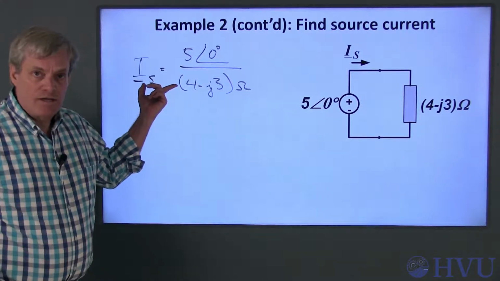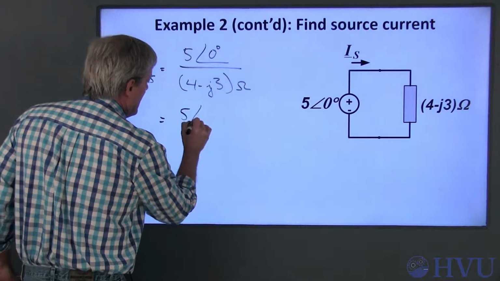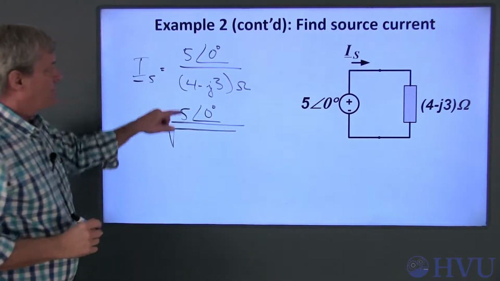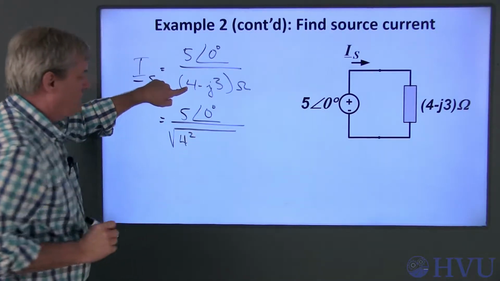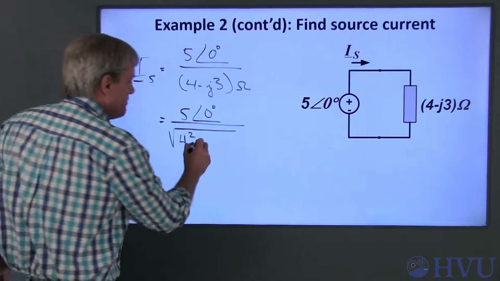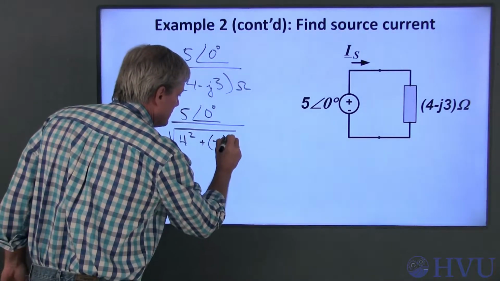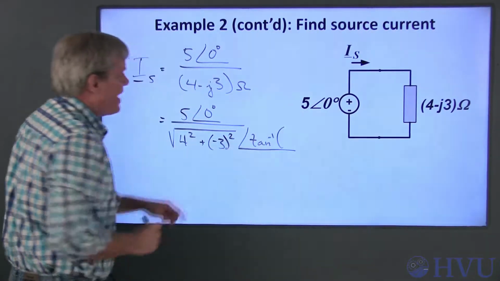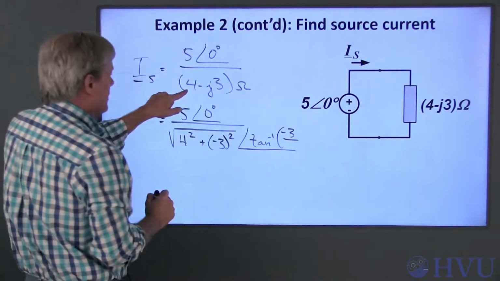Division is most easily done in polar coordinates, so I'll convert the denominator to polar coordinates. This is 5 at an angle of 0 degrees. The magnitude is the square root of 4 squared, the real part squared, plus the imaginary part squared. The imaginary part is negative 3. And the phase angle is the inverse tangent of the imaginary part, minus 3 over 4.